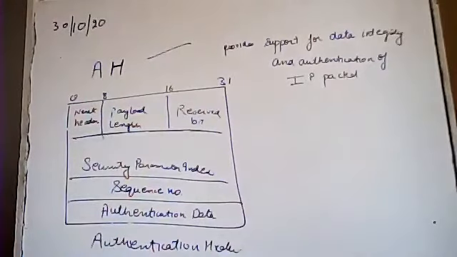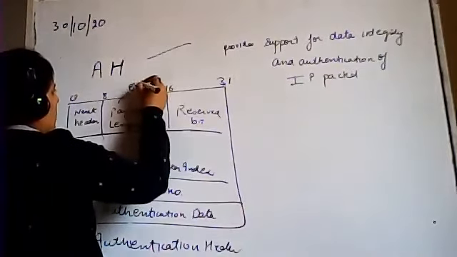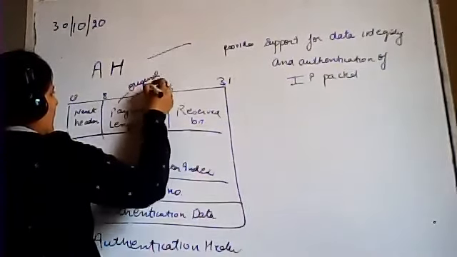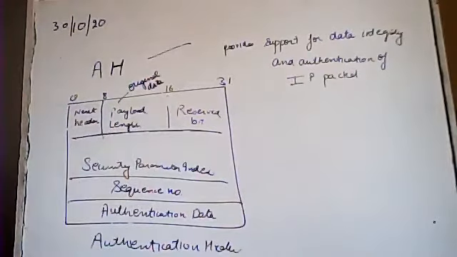Next is the payload length, which is also 8 bits. This is the original data that we are transferring. Payload length will include the original data, and it is 8 bits.